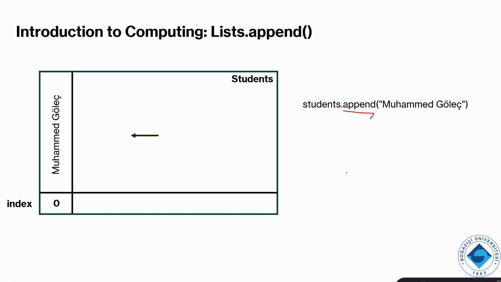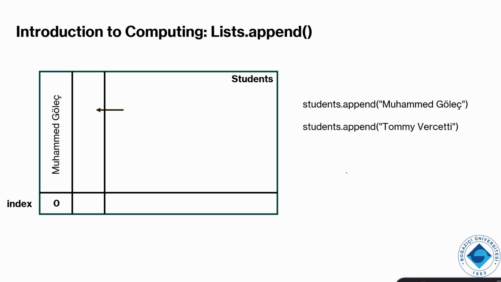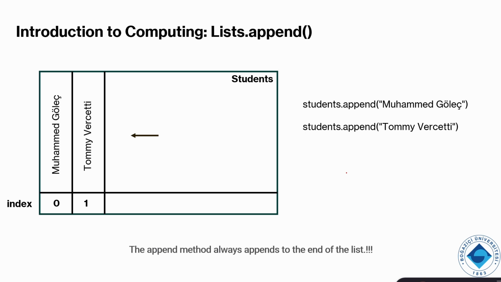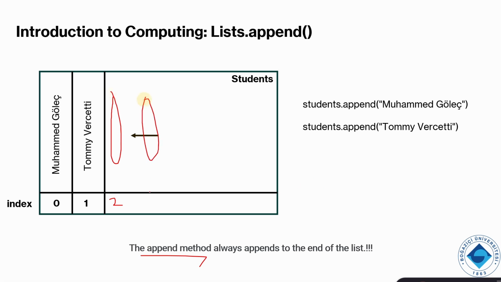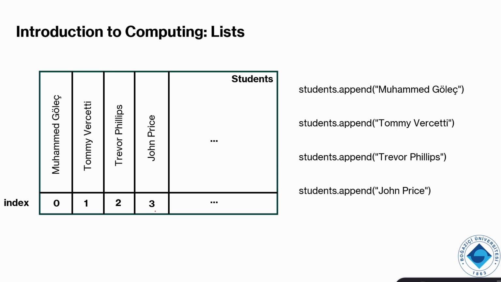In the example, you can see here we are appending Mohammed Görech. Then the second one, we are appending Tommy Versetti. The append method always appends to the end of the list. It means if I try to add one more here, it will go to index 2 and add the element here. If I try to add one more, it will again go to the end, adding here by using index 3. And here we added all elements inside the student list.